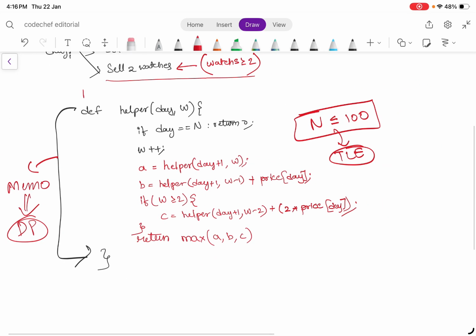This is the main high level overview on how to solve this problem. I hope you guys understood.